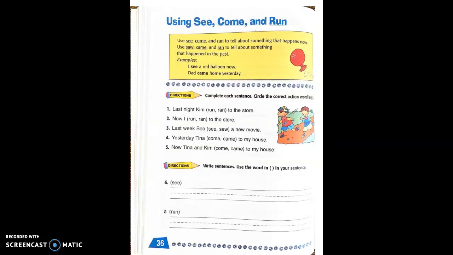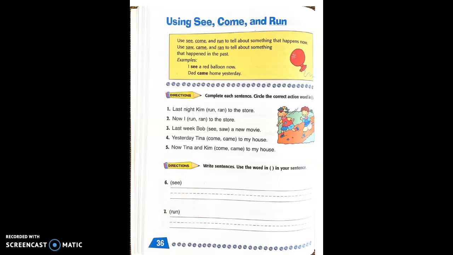The third worksheet combines using see, come, and run. So you need to circle the correct action word. So is it present or past? And you need to use a word in a sentence. So you need to write a sentence. Okay? So with see and run.